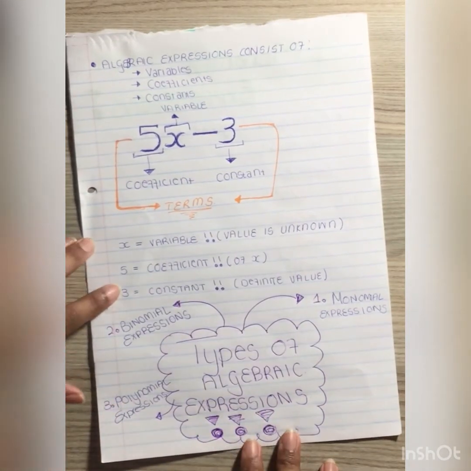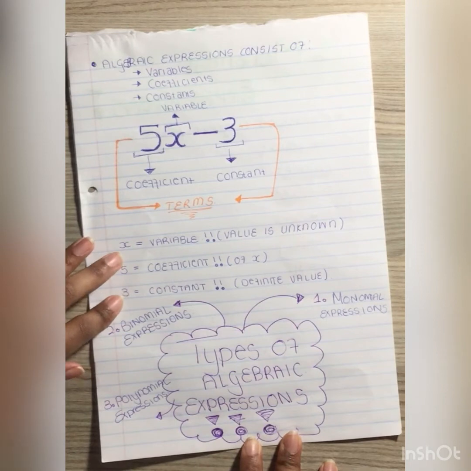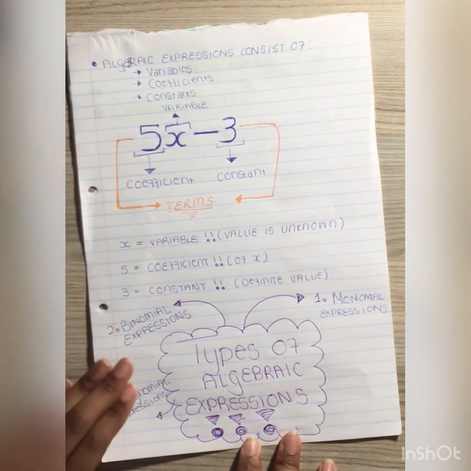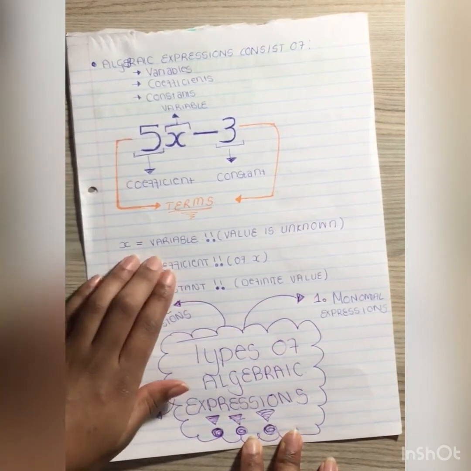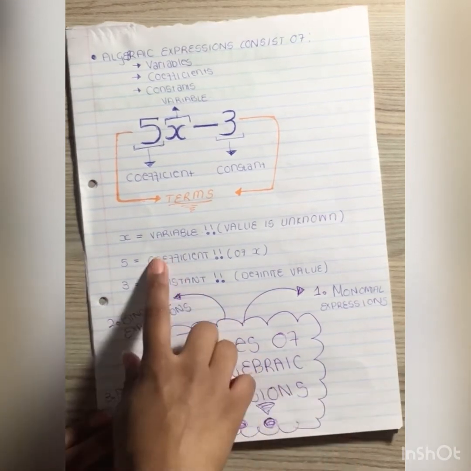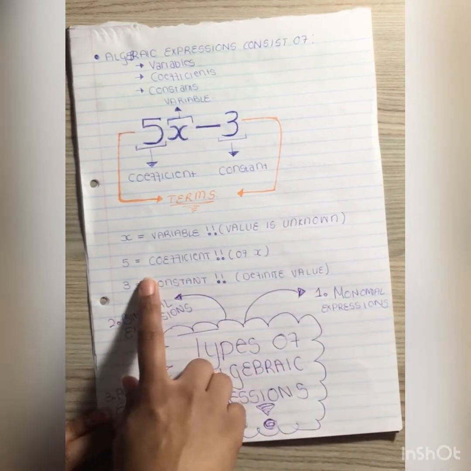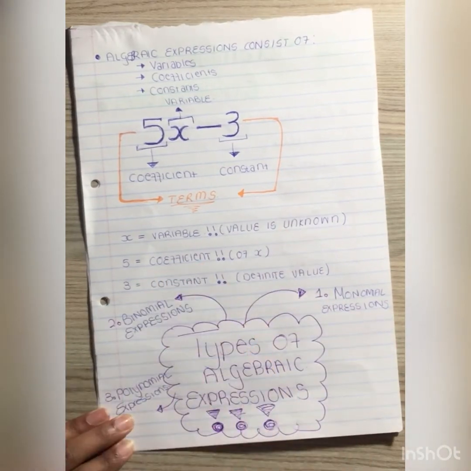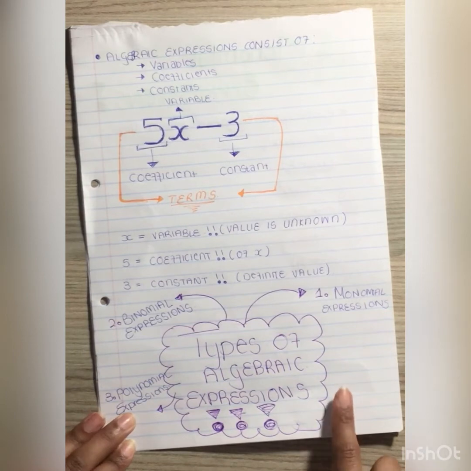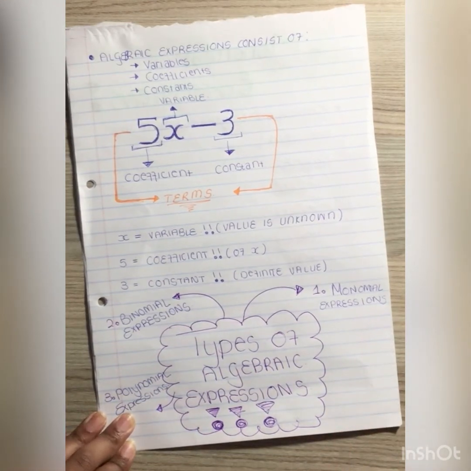As you can see over here, we have a detailed explanation of what is what. As said before, x is the variable. The variable is when the value is unknown. 5 is the coefficient of x because 5 is right in front of x. It's the leading value of x. And 3 is the constant as it is the definite value, and it does not consist of any variable.